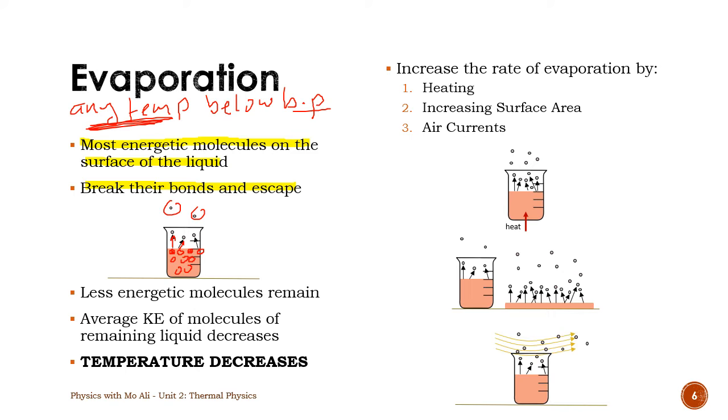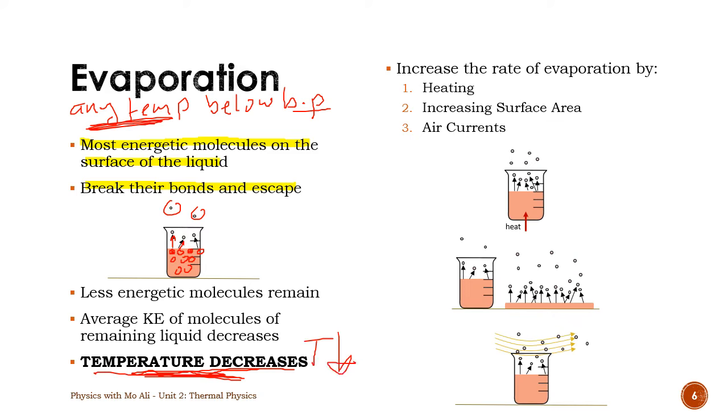Some of the molecules that already have energy, they don't need to be heated. They use that energy to break their bonds and they leave and escape. And that's how evaporation occurs. It's when the most energetic molecules on the surface of the liquid break their bonds and escape. This causes the temperature of the liquid to decrease. Unlike boiling, where the temperature is constant, the temperature during evaporation decreases.